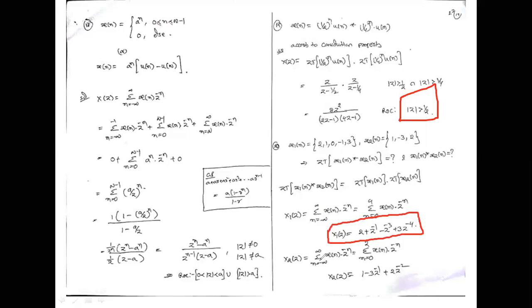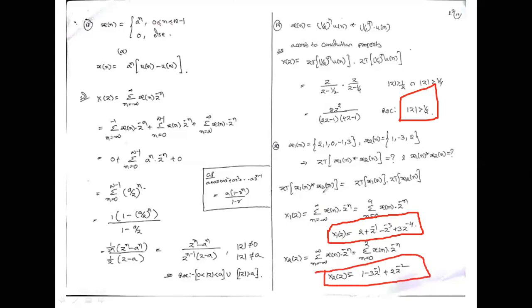Similarly, X2 of z. What is the range of X2 of z? 0, 1, 2. So 0 to 2, x of n z power minus n. So X2 of z is equal to, expanding: when n is 0, the value is 1, z power 0 is 1. Minus 3 when n is 1, z power minus 1. N is 2, the value is 2, z power minus 2. So X2 of z we got.